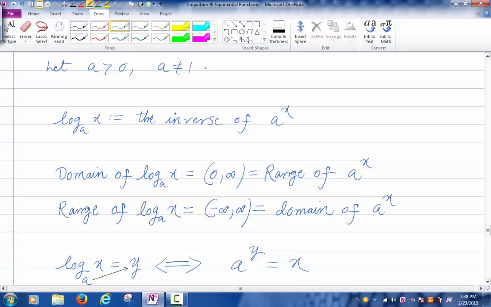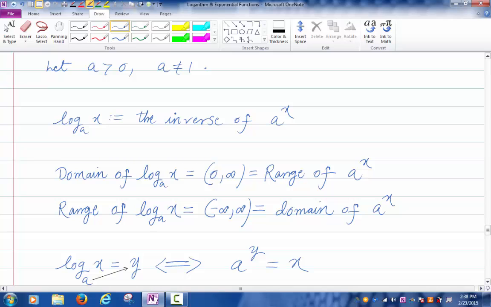I want to get to the general log. So what is log base a of x? Log base a of x is the inverse of a to the x, as long as a is not 1. If a is 1, log base 1 does not make sense, because if a is 1, a to the x is 1, and you get the worst possible candidate for a one-to-one function. So in that case, a to the x is not one-to-one. When a is 1, it's a fake exponential function.